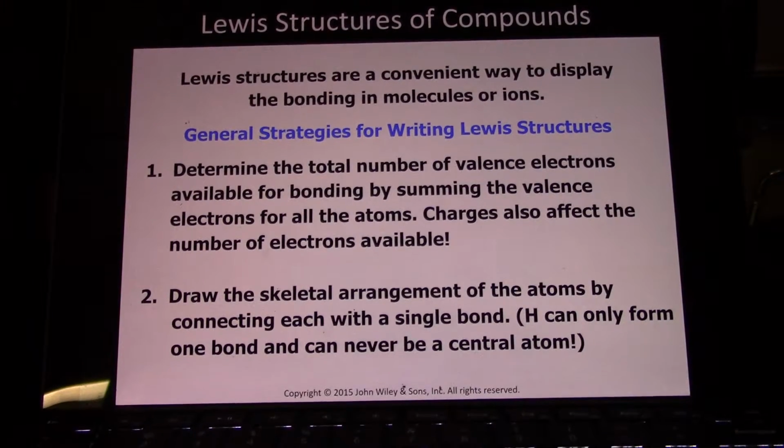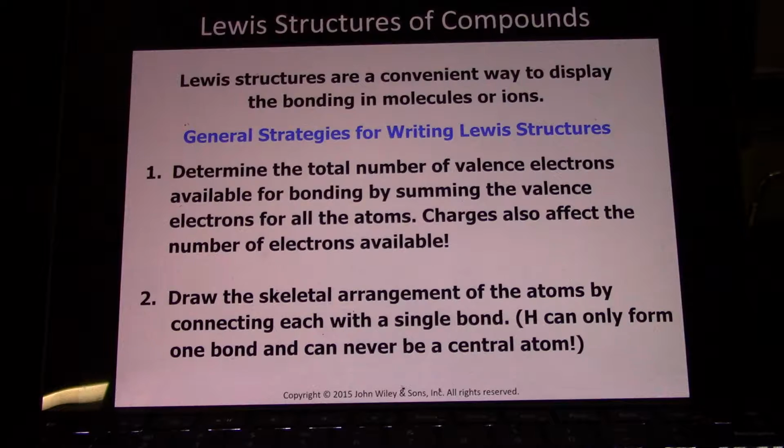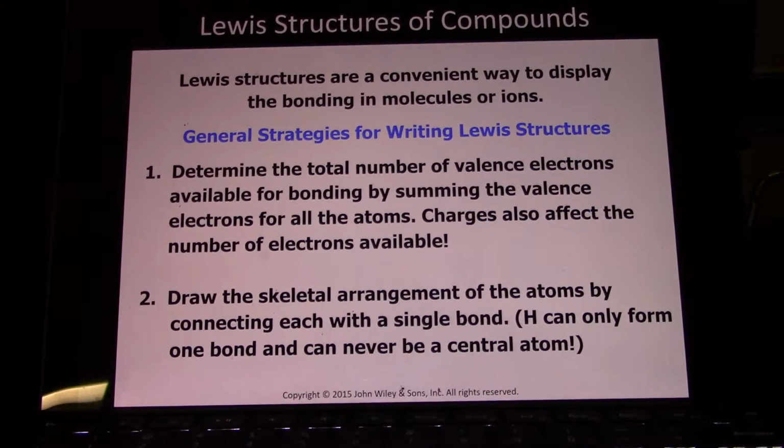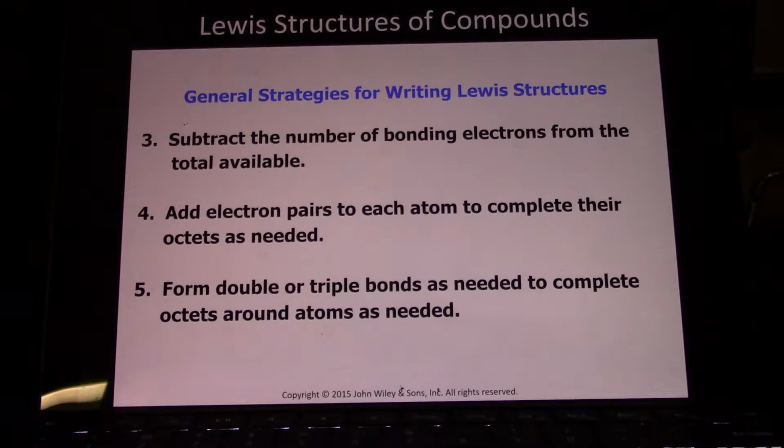When we're drawing Lewis dot structures of a molecule, we first start with the skeletal arrangement. So you have your center atom, and then all the other atoms will bind to the center atom. Hydrogen can only have 2 electrons. It will never be a central atom. If there is a carbon, it will always be a central atom.